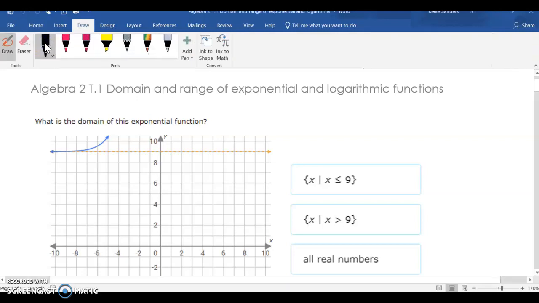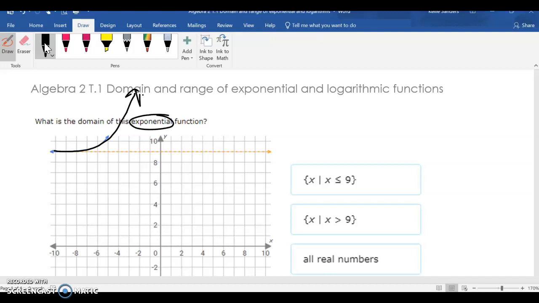Right, T1, domain and range of exponential and logarithmic functions. An exponential function is, have you ever heard of anything growing exponentially? It kind of starts off slow and then it just kind of takes off. The good thing about these problems is it's going to tell you if it's exponential or logarithmic.